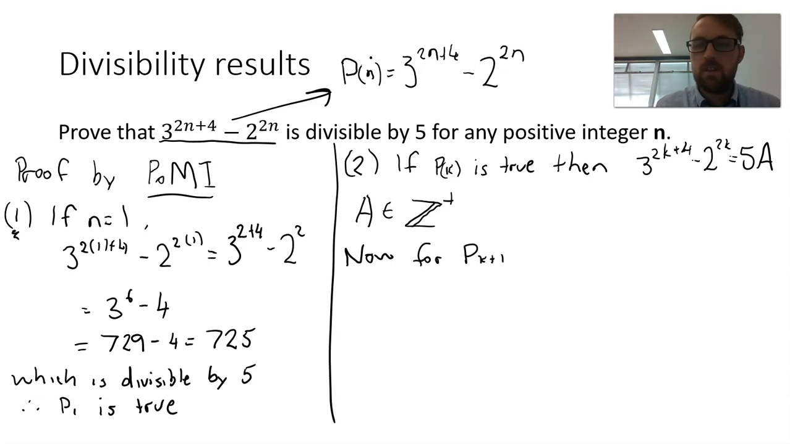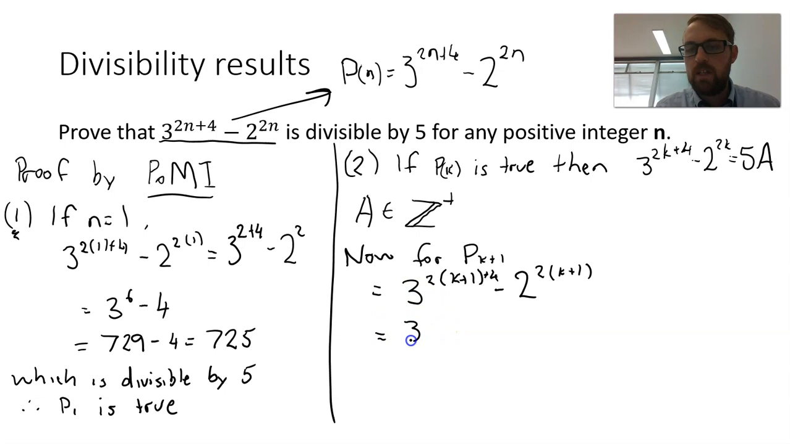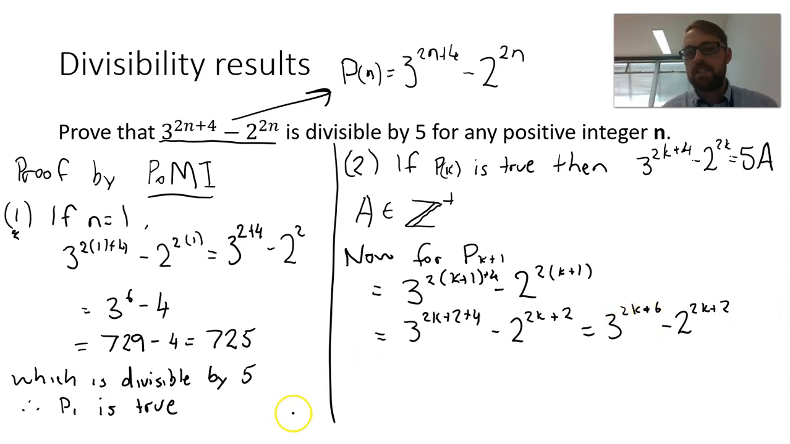So what I get is this thing equals 3 to the power of 2 lots of k plus 1, plus 4, take away 2 to the power of 2 lots of k plus 1. I forgot my little plus 4 here, so good if you saw that. If I expand this, I multiply that 2 into the brackets: 2 times k is 2k, 2 times 1 is plus 2, plus 4 on the end. Take away 2 to the power of 2k plus 2. Again, I could simplify that a little bit. So 2 plus 4 is 6, so I could write that as 3 to the power of 2k plus 6, take away 2 to the power of 2k plus 2. So I've just chucked it in and simplified as much as I can.